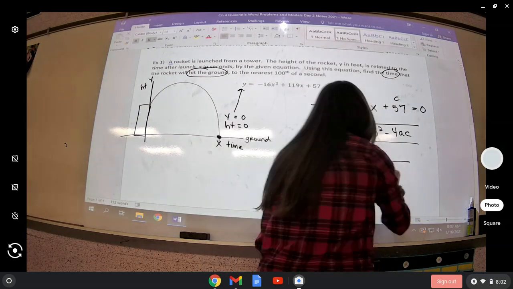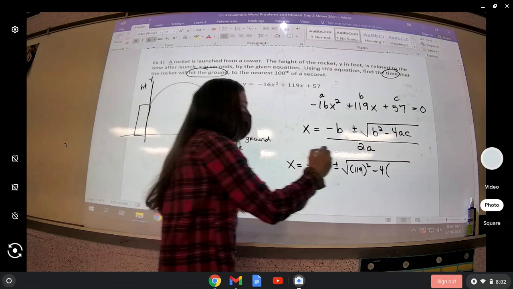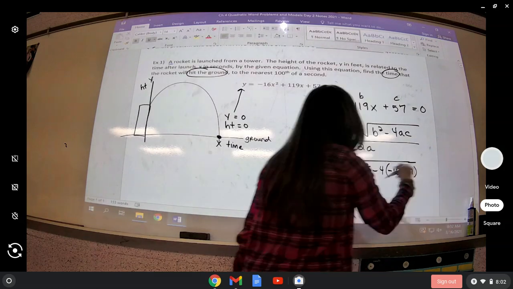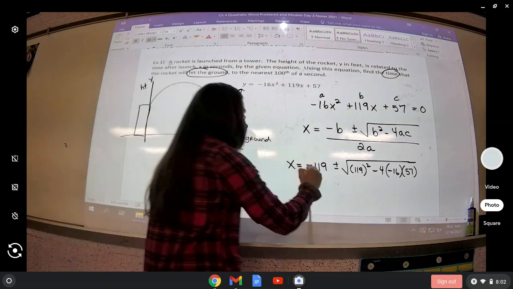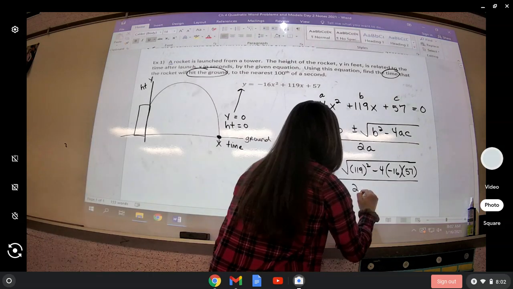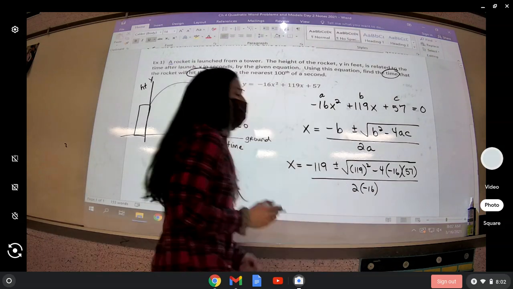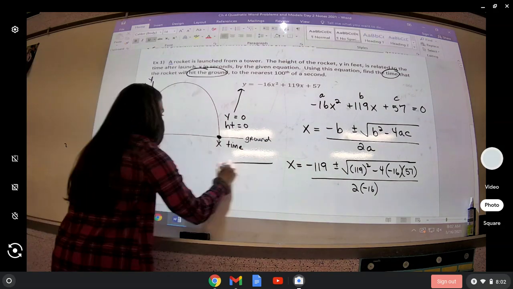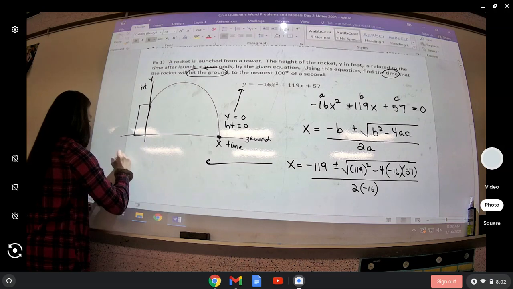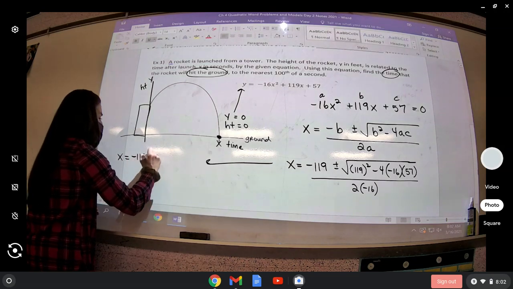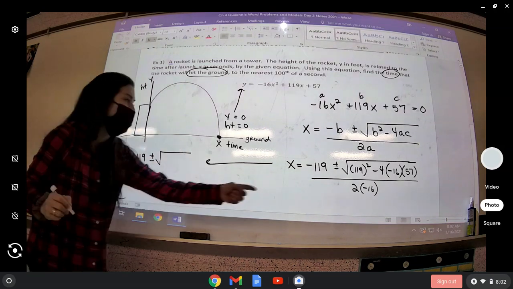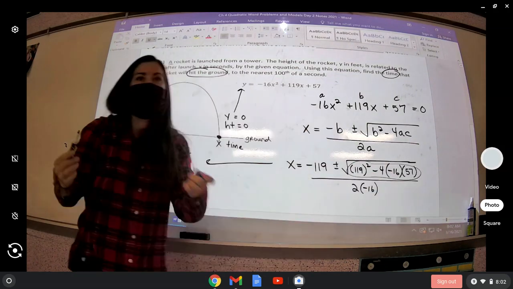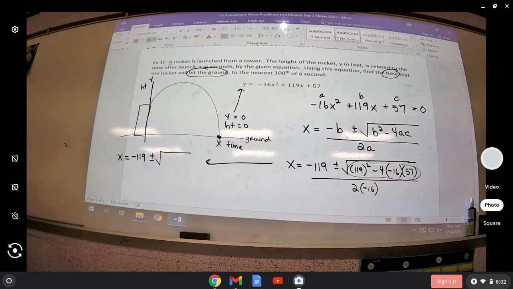Okay, thank you. Minus 4 times A, which is negative 16, times C, which is positive 57. So guys, that's going to get us a pretty big number. And then it's all divided by 2 times A, which is negative 16. All right, so I'm going to come over here and clean that up. X will equal negative 119 plus or minus the square root. I have to figure out what number this becomes. Guys, a lot of times it's in the thousands. It's a really big number.